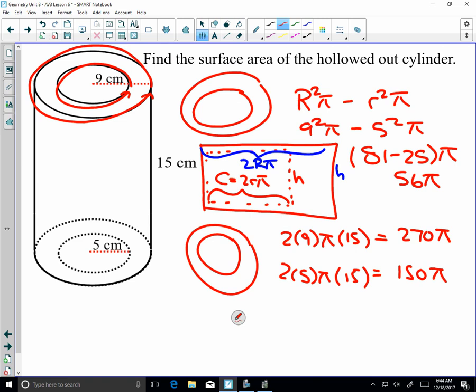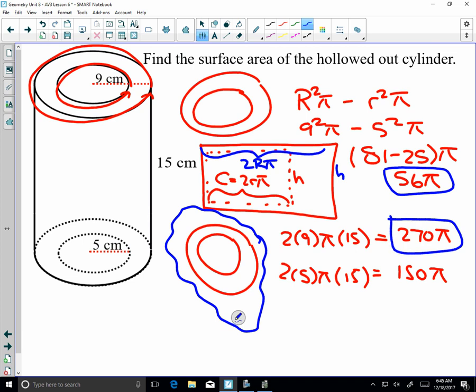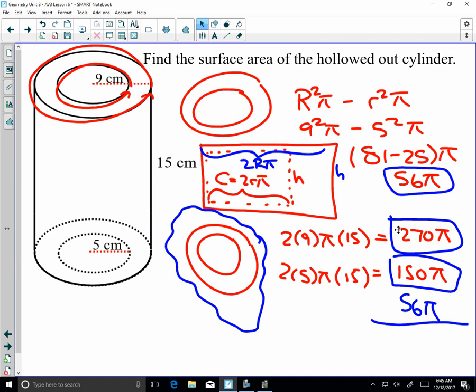150. Now, there's one piece that I've missed here. I want to see if you can notice it. I found the area of the annulus on top. I found the area of my inside-outside lateral spaces. What's missing? This is a very common missing piece. People forget about the bottom of the shape. So we've got the 56 for the top, 270 for the outside, 150 for the inside, and then we need another 56 pi for the bottom washer, the bottom annulus.